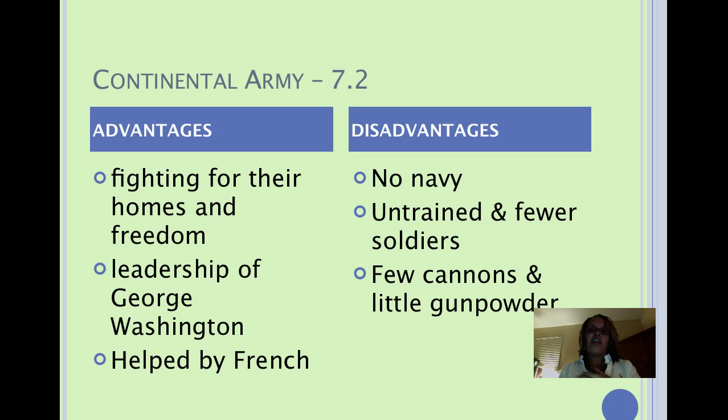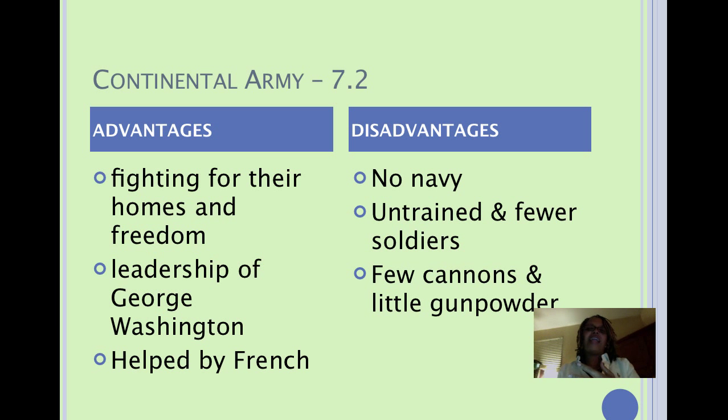They were helped by the French, who were arguably one of the strongest armies in the world. So it was helpful to have an army, a group that had experience and had weapons and had money to fund a war. Disadvantages, however, there was no navy. The colonists hadn't been around long enough. They hadn't built up enough people or enough ships. So they didn't have a navy, and the British had the strongest navy in the world.